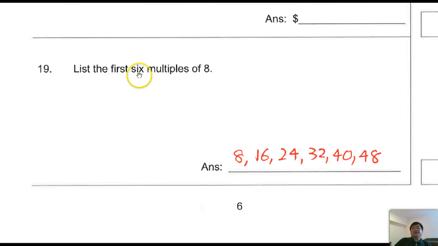List down the 6 multiples of 8. Okay, the first 6 multiples. It means 1 times 8, 8, the first, second, third, fourth, fifth, sixth. Alright, some of you list the factors, which is not right. Right, remember there's a vast difference between multiples and factors.